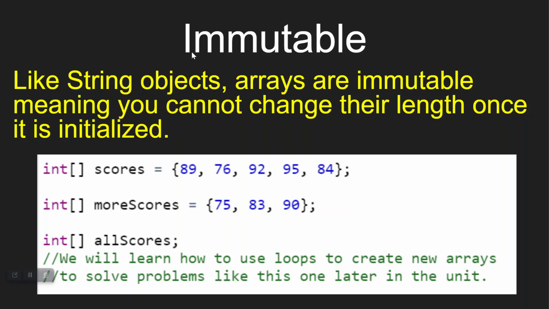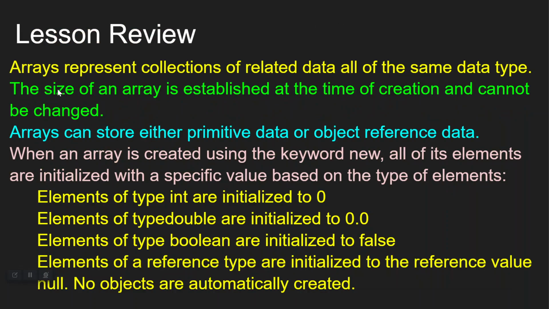And then arrays are also immutable. So like string objects, arrays are immutable, meaning you cannot change their length once it is initialized. So if you had an array of scores like this, and then let's say you had another array of more scores, and let's say you wanted to actually combine these into a single array, you can't just add more to it. Again, once arrays are initialized, you can't change their length. They are immutable. So we're going to learn how to use loops to create new arrays to solve problems like this one later in the unit. But that's just good information to know moving forward.